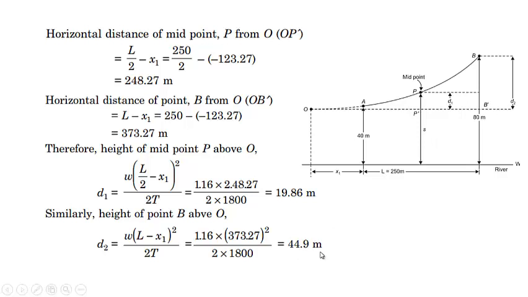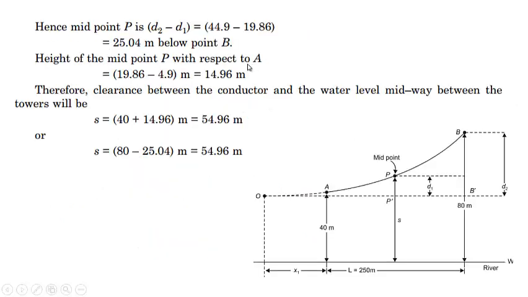Actually, we can calculate this distance also, which is at a horizontal distance of x1 from the origin. That will be equal to W x1 square by 2T. When you find W x1 square by 2T, where x1 is 123.27, you will get the value of 4.9. It has not been calculated, but you can calculate on your own. So the midpoint P is at a distance of D2 minus D1 from point B, because this is D2, this is D1.